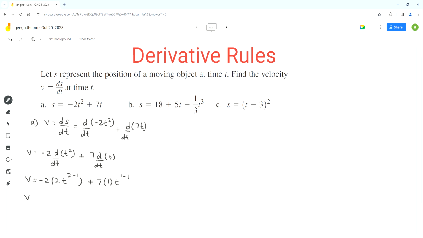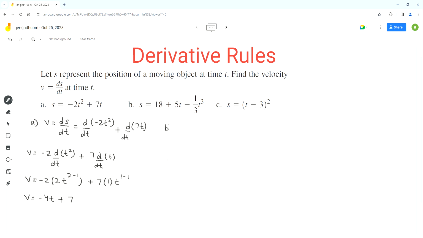Now we can simplify these terms. So negative 2 times 2 is negative 4 times t exponent 1, but we do not write 1 as an exponent. So this is the derivative of the first term. And then plus 7 times 1 is 7, and then t exponent 0 is equal to 1. So the term is just 7. So this is the velocity function for the position function given in part A.